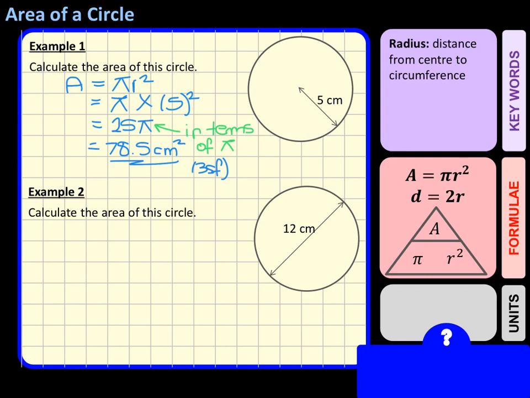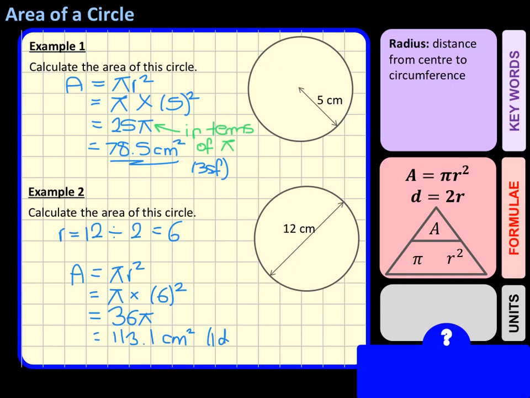Okay, so for example 2, it's going to be very similar, but you'll notice this time that we've been given the diameter. So the first thing to do is to get the radius, and the radius is only halfway across. So we have to halve the diameter in order to get that. So 12 divided by 2, which is 6. And then once we have the radius being 6, we can carry on exactly as we did in the example before. So area equals pi r squared, substituting in the 6. 6 squared is 36. And here we are with 36 pi, so we've given our answer in terms of pi, and that gives me 113.1 centimetres squared for the units, and this time I've gone for 1 decimal place.